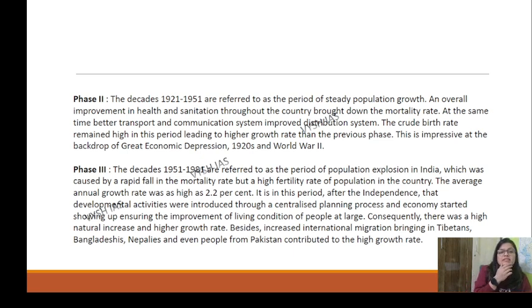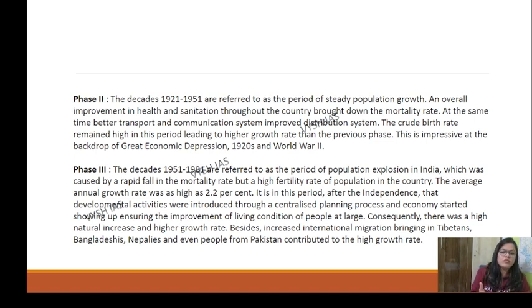What we said in the first phase was a negative rate of growth. Death rate was high. Medical emergencies were there. Health facilities were not available. There was such an uneven system of food distribution. Those things improved, and we got steady population growth. At least from negative, we came to a steady population growth.